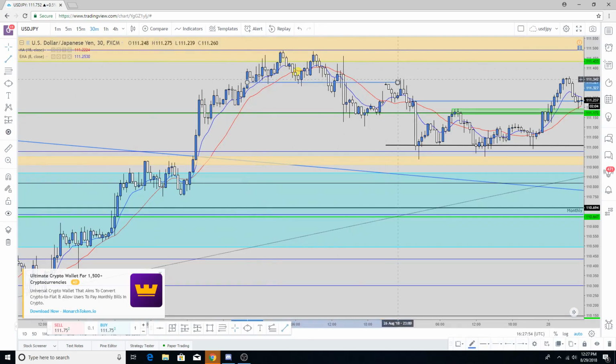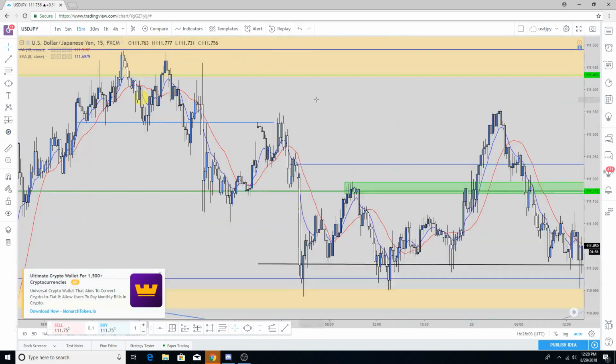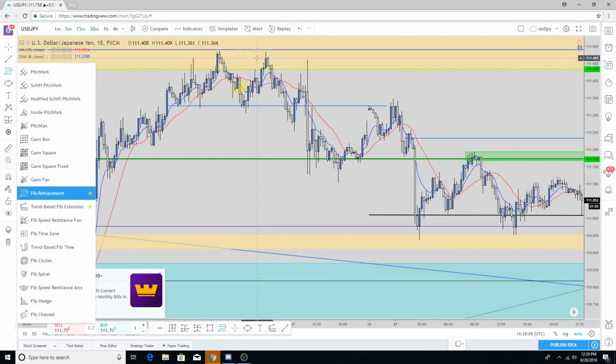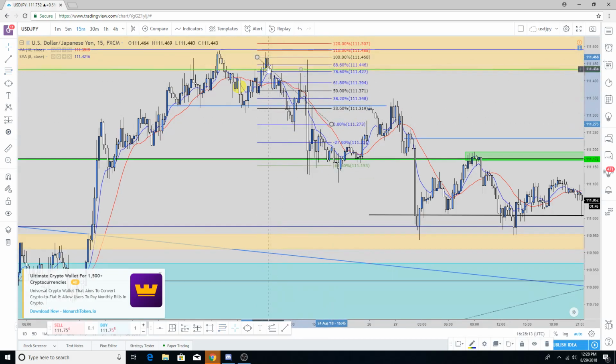So once the market did break that area of support with this bearish candle closing under it, then I started to go on M15 and look for an entry point. So that's when I pulled out my fibs. My point A was here. My point B was down here. Previous high to current lower low.